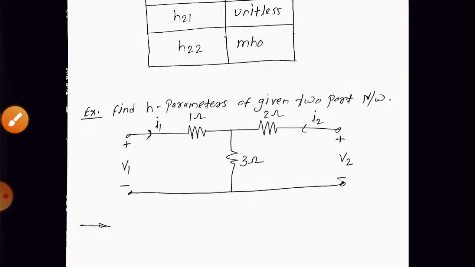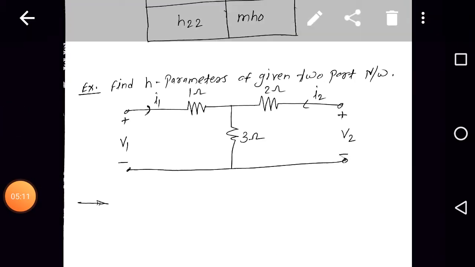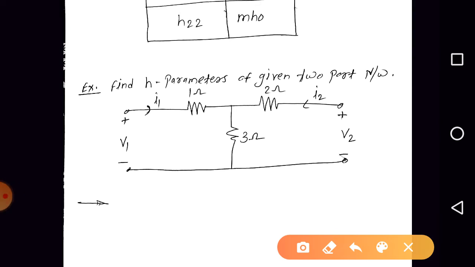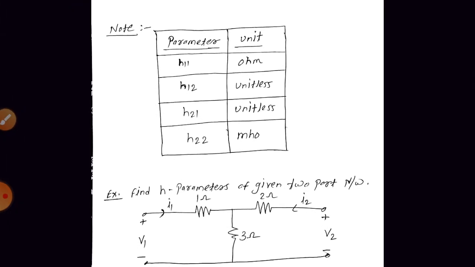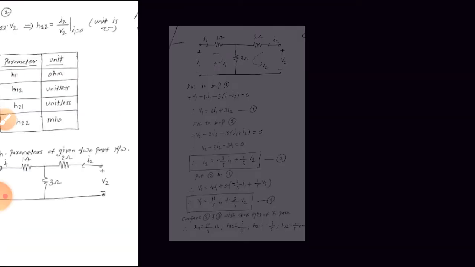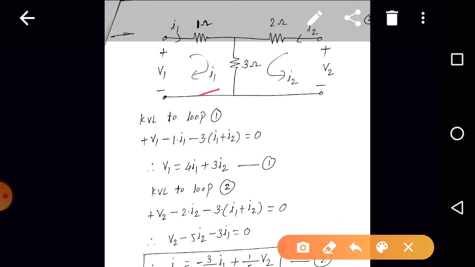Let us discuss one example. Find the H parameters of the given two port network. We have here a simple two loop circuit. This is the input port, and this is the output port. We can simplify it using KVL. We need to write the equations for V1 and I2 in terms of I1 and V2. Here we have considered loop currents: the loop 1 current is I1, and then the loop 2 current. Apply KVL to loop 1.